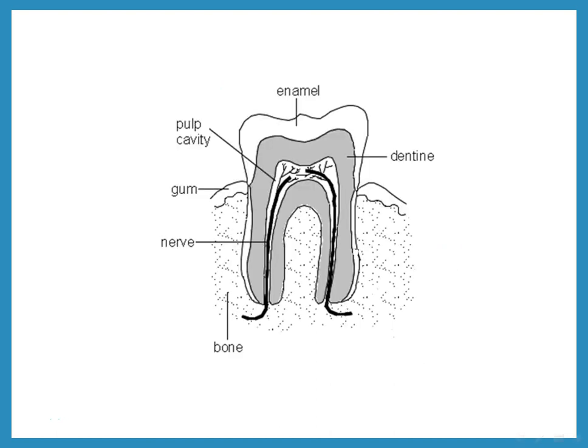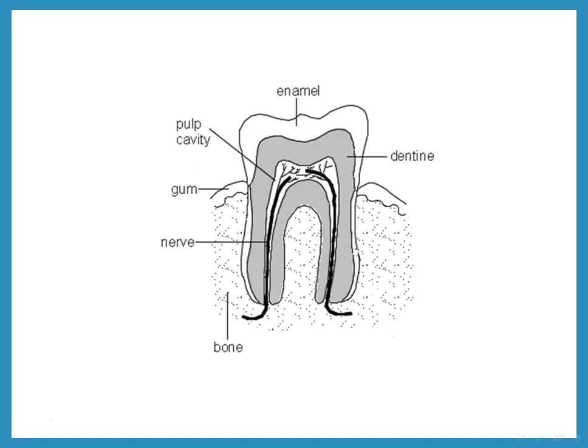Now your tooth has a strong outer layer which we call the enamel. The enamel is very strong. It can be dissolved only if you have a lot of acid in your mouth. So that is why we try to brush our teeth so that we don't have acid in the mouth, so that the enamel is not dissolved. Otherwise, the enamel is a very strong part of your body.